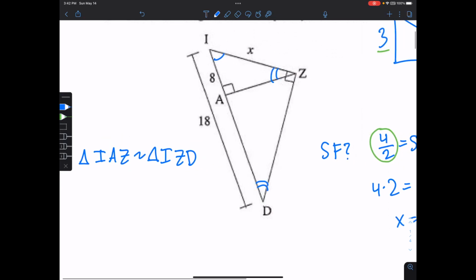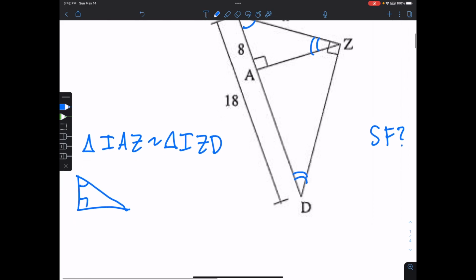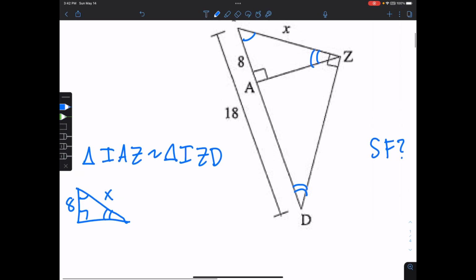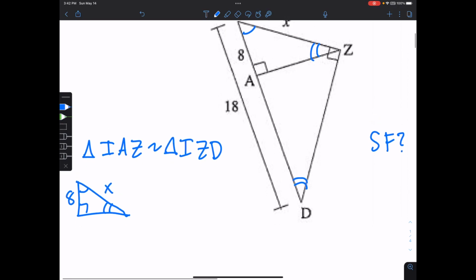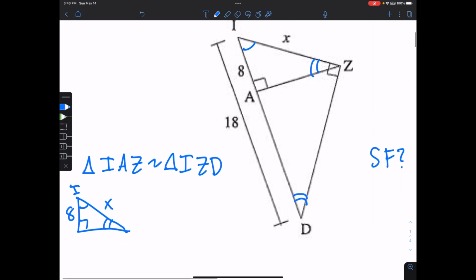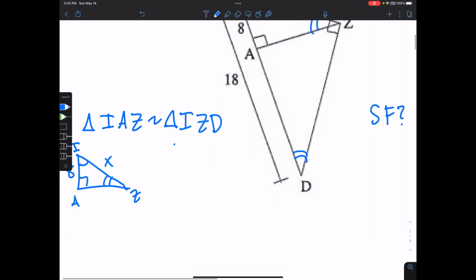And so let's redraw these triangles, right? And this might help to better think about these triangles, right? This is 8. And then let's draw the entire triangle, right? And then of course we could label them. This was I, A, and then Z. And then I, Z, and D, right? We're gonna rotate this triangle around.